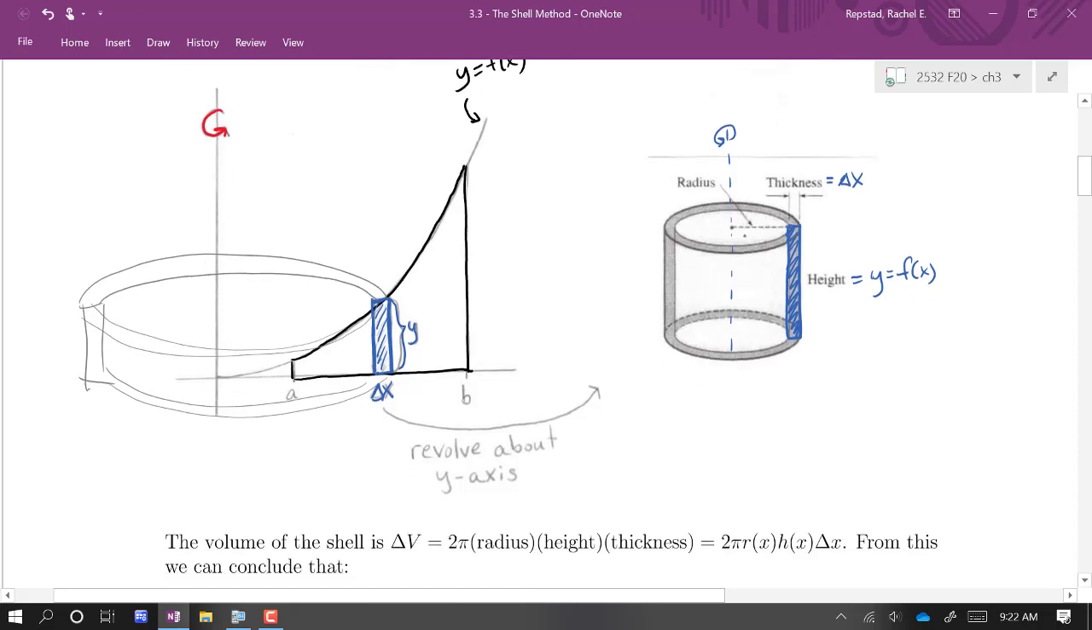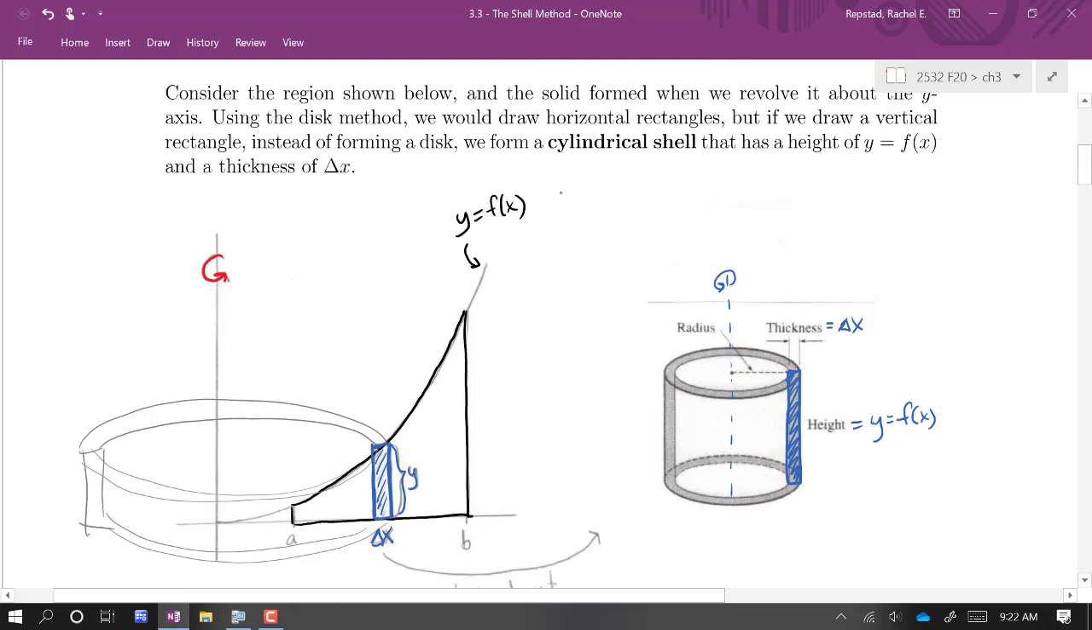Now the radius. When we ended up with disks, the radius of the disk was the length of the rectangle, and that's because that was the distance from the outer edge of the rectangle to the axis of revolution. When we were working with disks, the axis of revolution was sort of abutting the region itself. In this case, the axis of revolution is over here, kind of separated from the rectangle. And a radius is always going to indicate a distance to the axis of revolution.